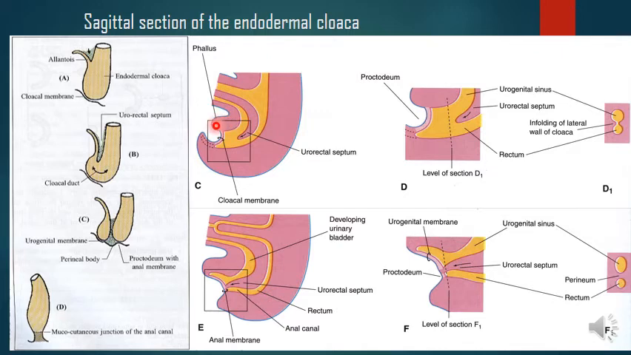And eventually, this cloacal membrane will shift caudalwards, it will shift down. Here if you see, it has shifted down caudally and it becomes shortened. So the cloacal membrane will become short.